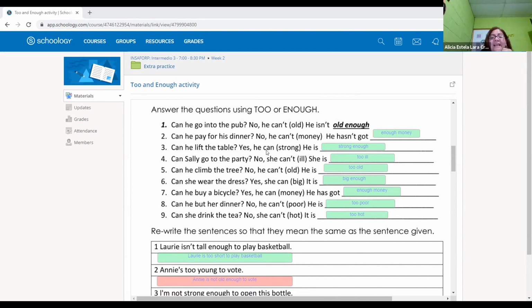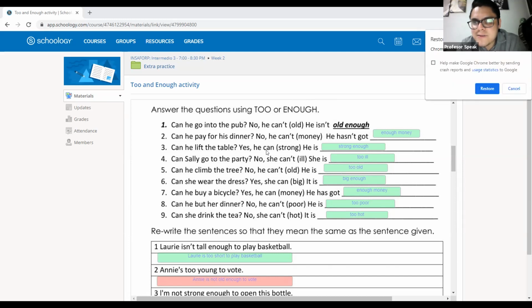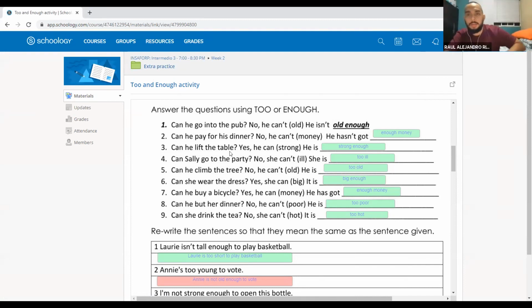Okay, sorry. Can he go into the pub? No, he can't. He isn't old enough. Okay. Do you know the meaning of pub, Estelita? I don't know. It's a place where you go drinking. Pub. A place where you go drinking. Yes. Okay, so that's pub. It's a bar. All right, continue, please.